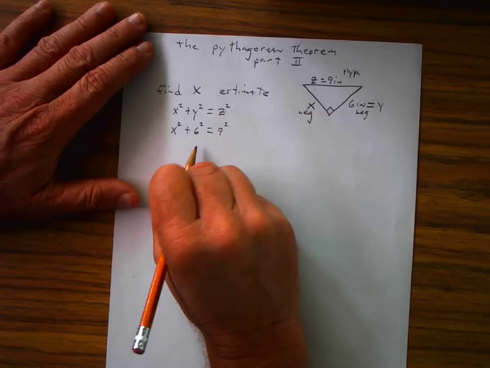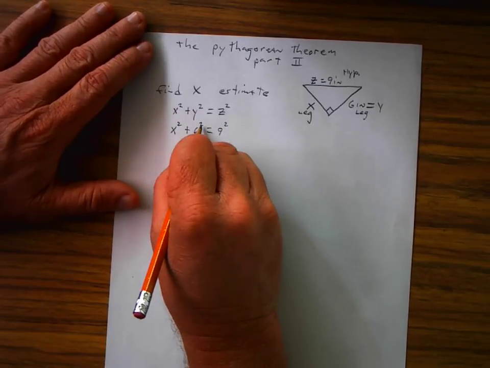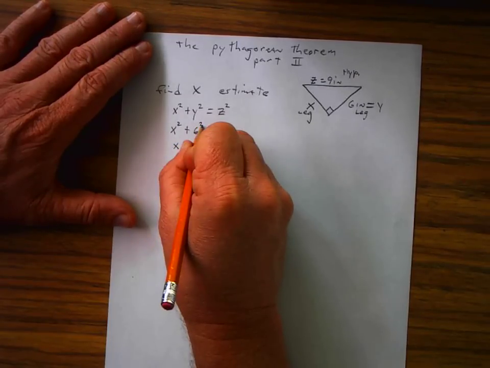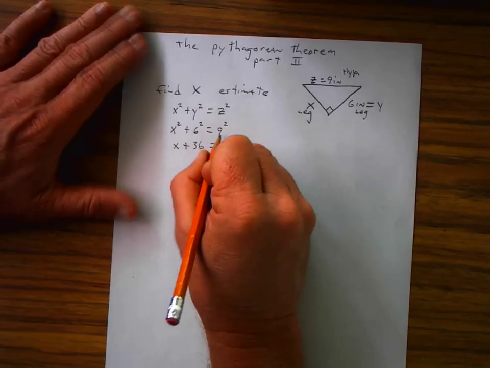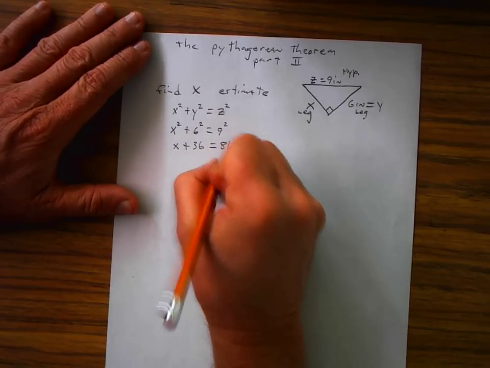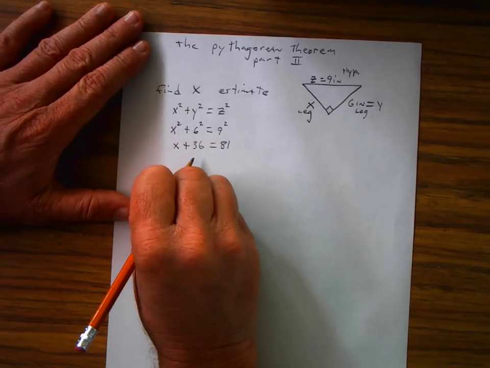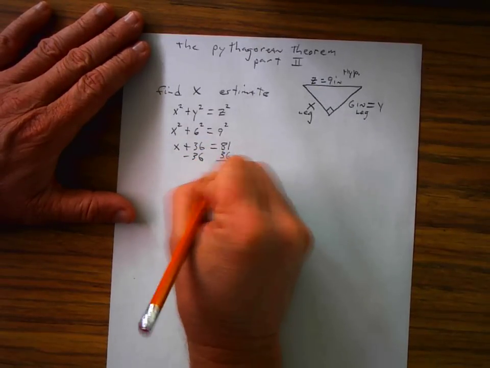Our next step is to do the exponents. So I have x squared plus 6 squared, which is 6 times 6, which is 36. 9 squared is 9 times 9, which is 81. Now I want to solve for x, so I have to subtract 36 from both sides.